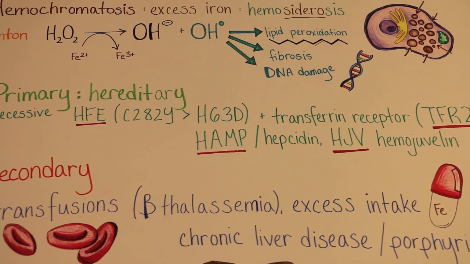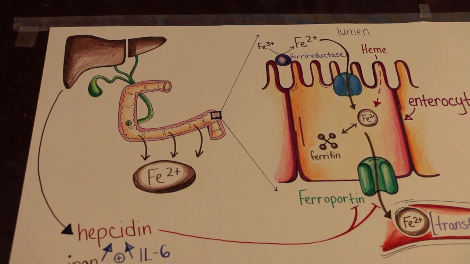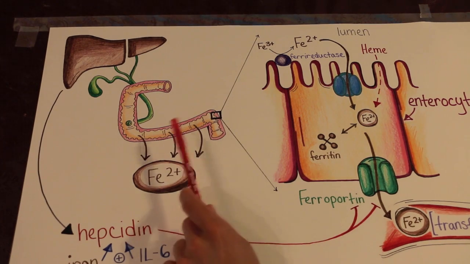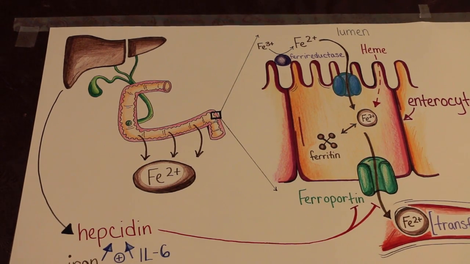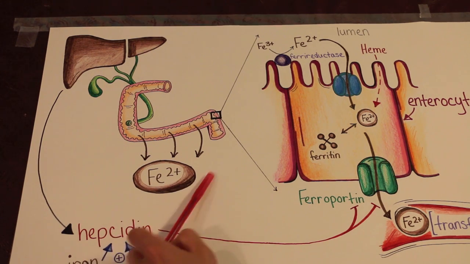So for the purposes of this video, we're going to focus on the mechanisms of hereditary hemochromatosis, since the mechanisms for secondary hemochromatosis are fairly straightforward, like excess blood transfusions. So the intestines are the only way to control total body iron stores, since there's no way to excrete it, as I mentioned. In hereditary hemochromatosis, there's an excess absorption of iron, leading to net iron overload. So let's start first with normal physiology.